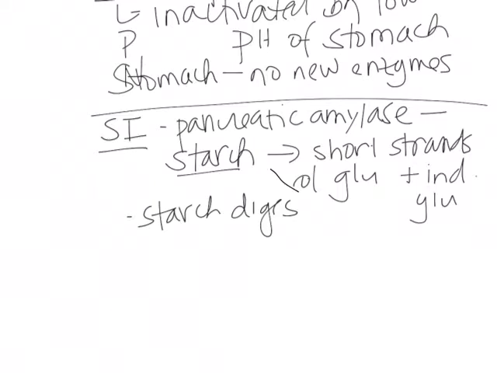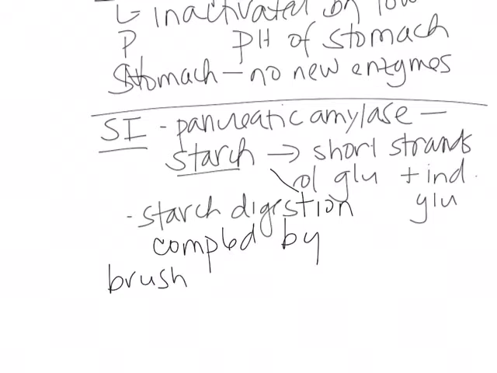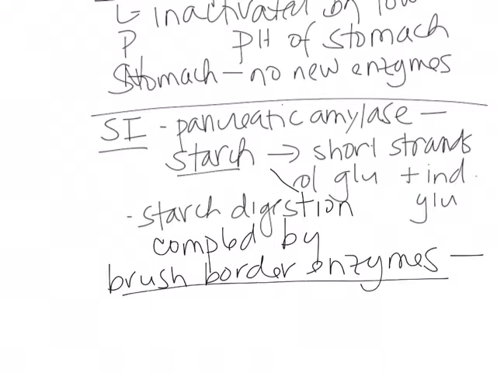Now starch digestion is completed by these enzymes that are called brush border enzymes. Okay, these are found in the brush border of the small intestines. So in the mucosa of the small intestines is where they're found.